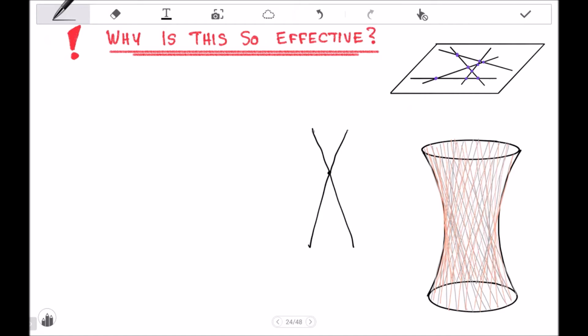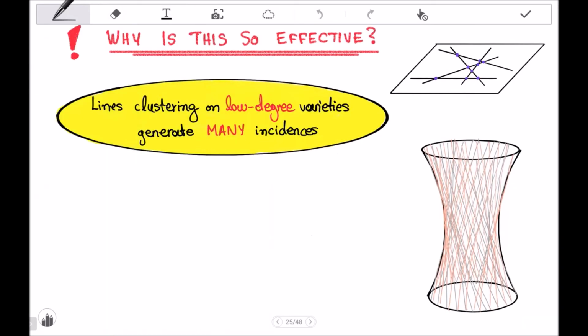This means that if you look at this line in your picture, and you're considering points on the hyperboloid along that line, there is always another line that crosses these, still inside the hyperboloid. So you still can get a lot of incidences on low degree varieties when your lines cluster there. And this is true for a saddle as well, for example. So lines clustering on low degree varieties generate many incidences.